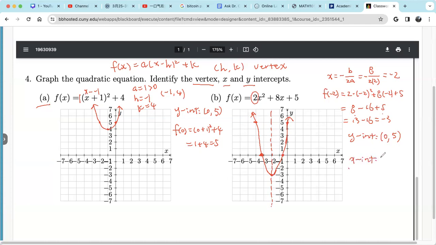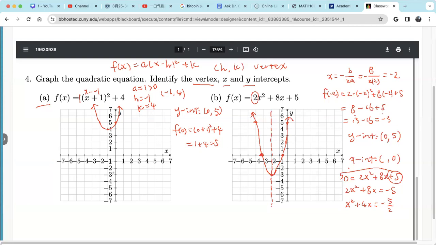X-intercept means the y value is 0, or the function is 0. So the function is 0 and 2x squared plus 8x plus 5. Let's move 5 to the other side. Okay, so we can write it as 2x squared plus 8x equals -5. Then we divide by 2. So divide by 2 for every term, we get x squared plus 4x equals -5 over 2.